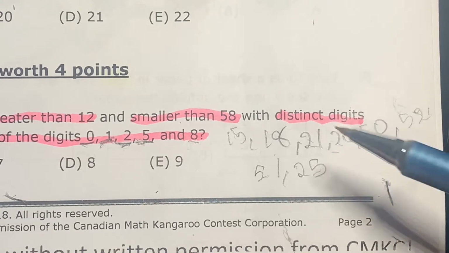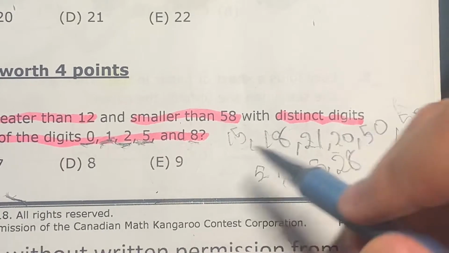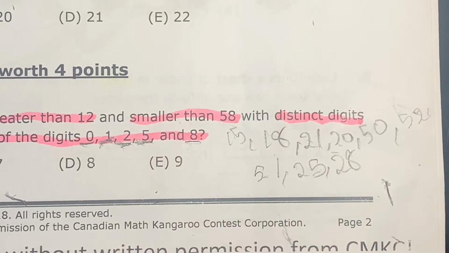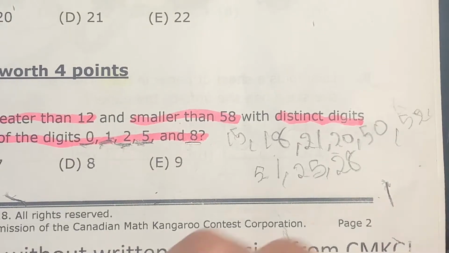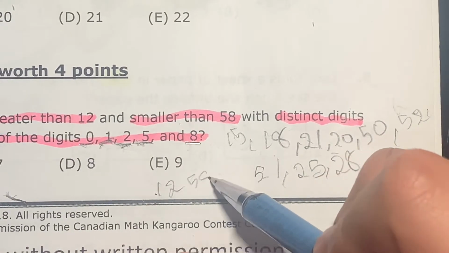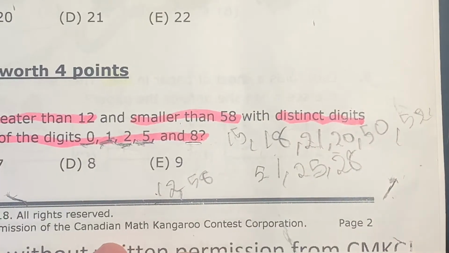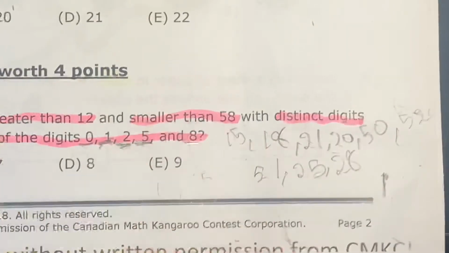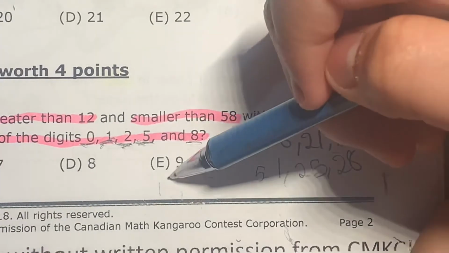Okay. Is there anything else? Let's see. We have 28. There you go. We have 2, 8. Is there anything else that we can find? Oh, by the way, you cannot write 12 or 58 because that won't work, because they said greater than 12 and smaller than 58. So I don't think there's anything left, so I'm just gonna go with 9 and hope this is the answer.